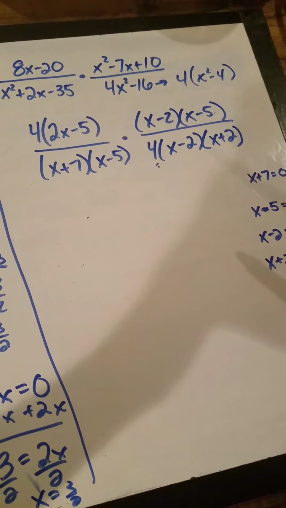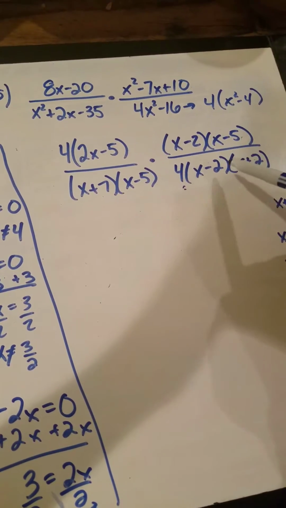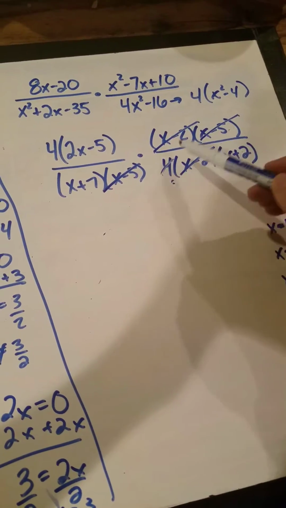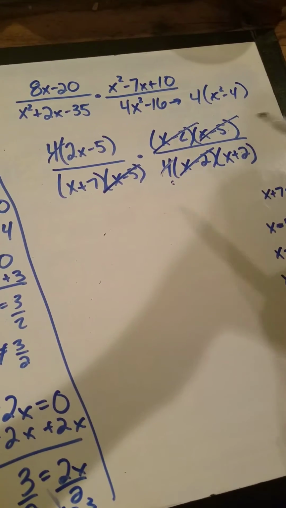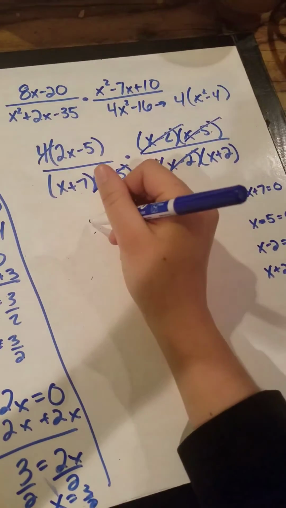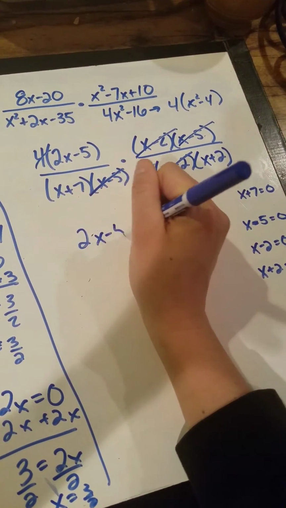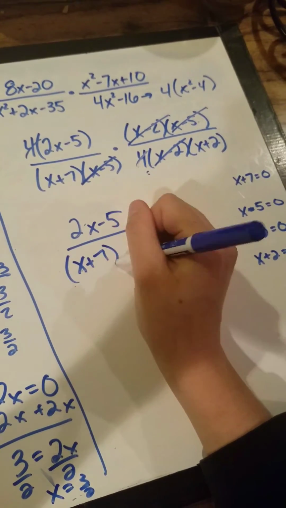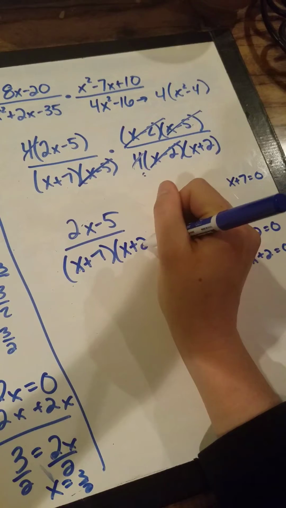Okay, and then we would cross out. So what do we have on top that we have on the bottom? We have an x minus 5, we have an x minus 2, and we have the 4s. I think that's it. Okay, so then our final answer, what's left on the top? 2x minus 5. What's left on the bottom? x plus 7, x plus 2.